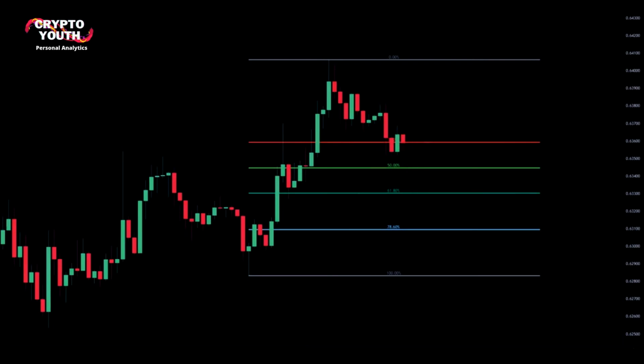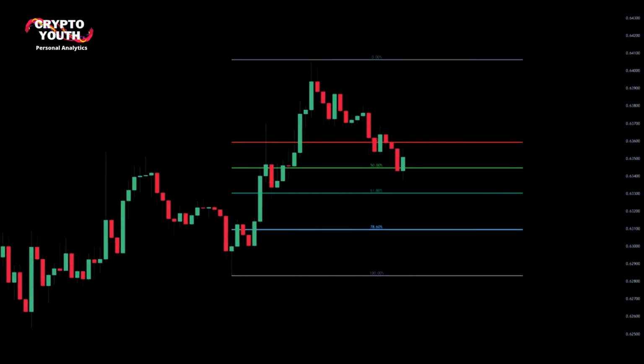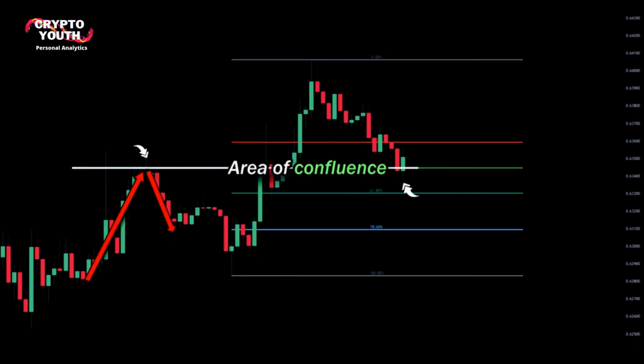And after that, we can see the price broke below the 38.2% and ended up at the 50%. Now, if you look closely, you can actually see that this level is also aligned with the previous resistance level, because at one point, the price went up to this level and reversed downwards, meaning we now have an area of confluence, and usually, price has a higher chance of bouncing at this level.